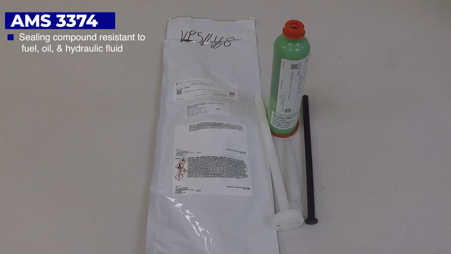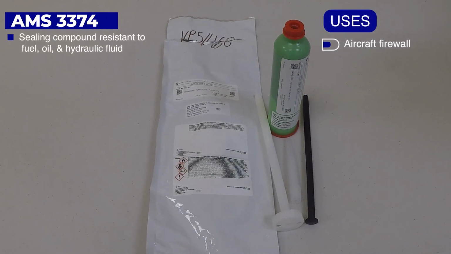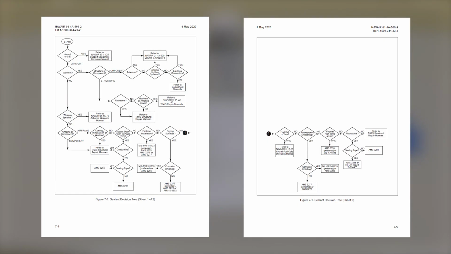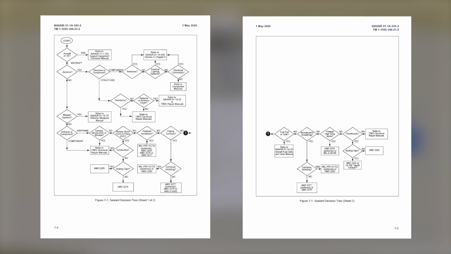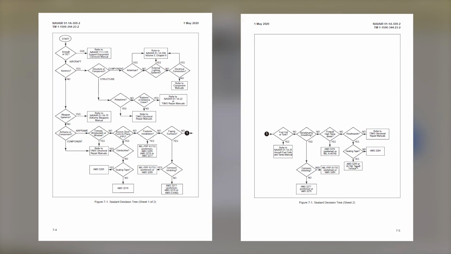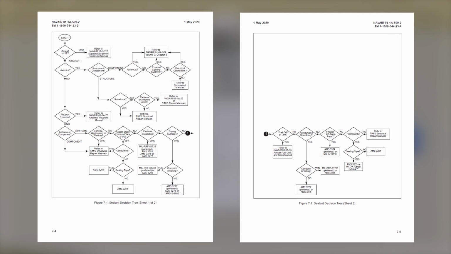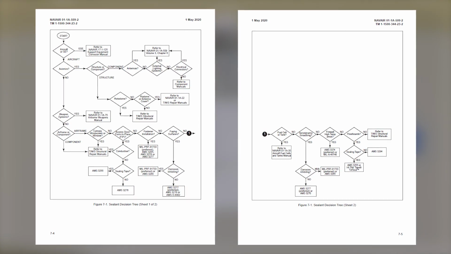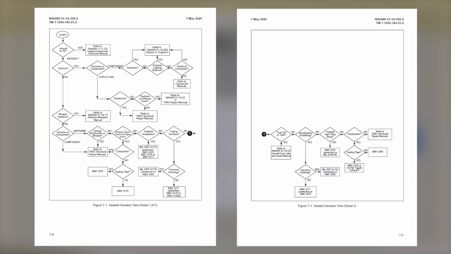AMS-3374, a sealing compound used as an aircraft firewall sealant, resists fuel, oil, and hydraulic fluid. Can withstand flash temperatures up to 2,000 degrees Fahrenheit. No corrosion inhibitors. Maintainers must always consult the sealant decision tree within the NAVAIR 01-1A-509-2, Figure 7-1. This decision tree will assist the maintainer in selecting the correct type of sealant to use or refer them to the publication for the proper sealant required.